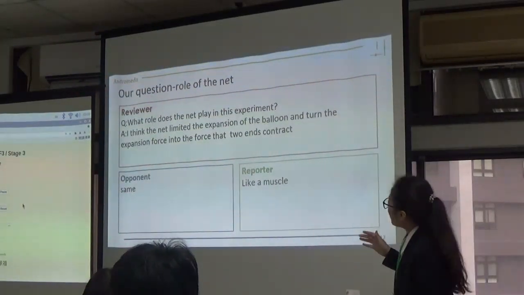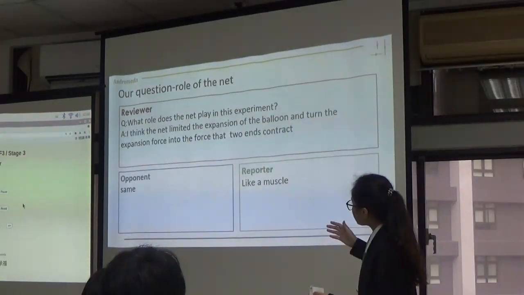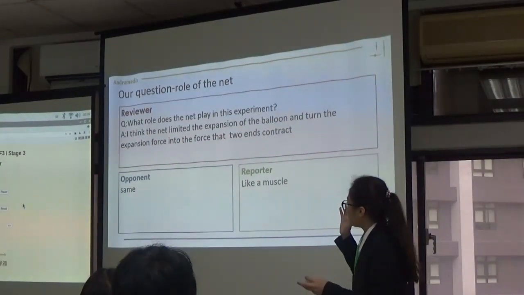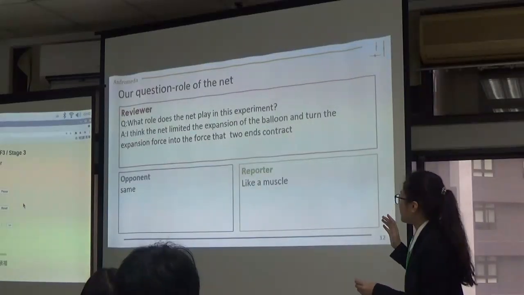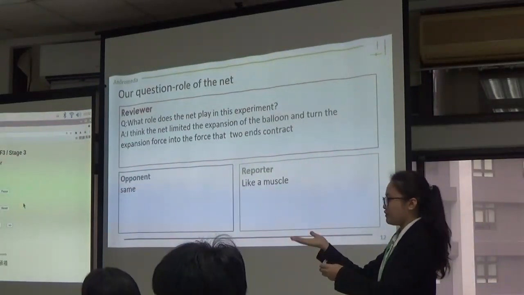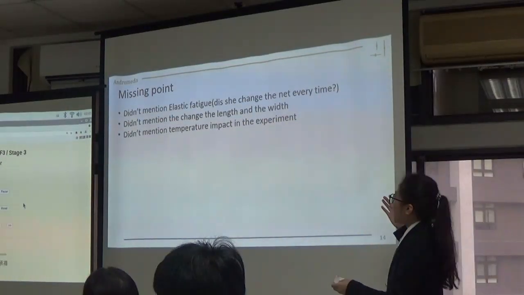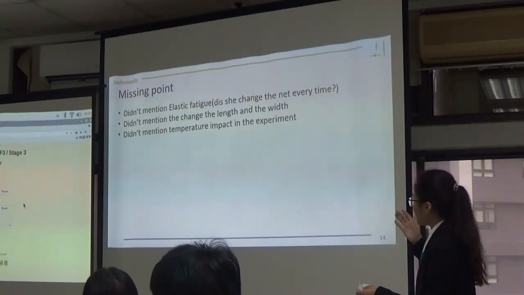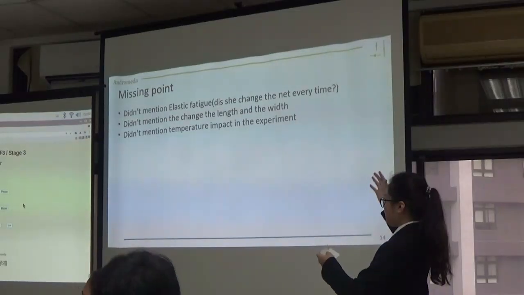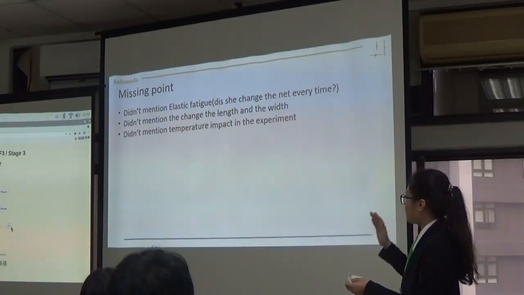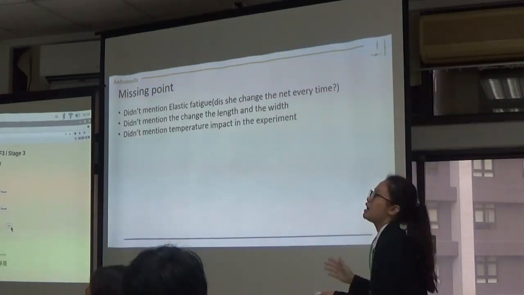And next, I asked, what role does the net play in this experiment? The opponent and the reporter say it is the way it will lift the object. And then let's jump to missing points. I don't think they have mentioned elasticity, because she didn't really change the theoretical net, and she didn't mention the change of the length and the width. She also did not mention the temperature impact in the experiments. That's all for my review.